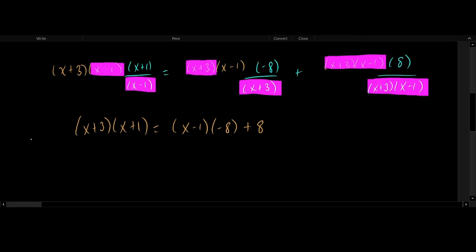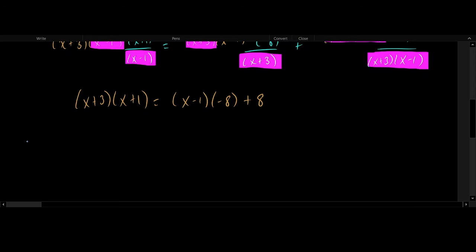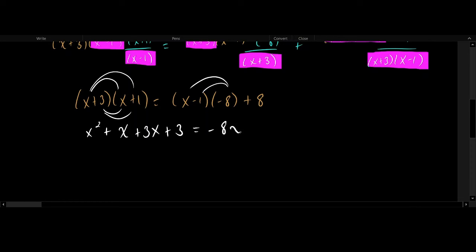So now that we've cleared the fractions, let's try and solve this for x. The first thing that I'm going to do is all the distribution in this problem. So if we distribute the first product, we get an x squared. We get 1 times x from the outer product, so I'll write that as just x. We have 3 times x from the inner product, and we have plus 3 from the last product. On the right side of the equal sign, we have negative 8 times x, and we have negative 8 times negative 1.